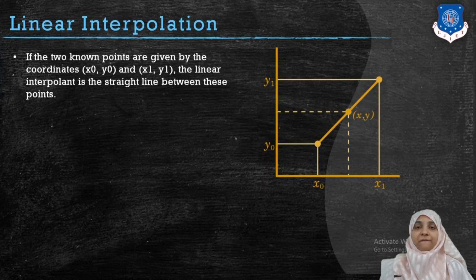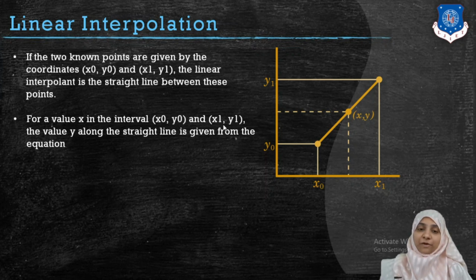If we know any 2 points in a plane, defined by coordinates x0, y0 and x1, y1, we can find a linear path, which is simply a straight line between these 2 points. Now, for a value of x in this interval x0 to x1, I will be able to find its y value. If I know any 2 points, I can obviously draw a straight line through them. If I select some point on this line whose x value I know, I can find its y value using interpolation.